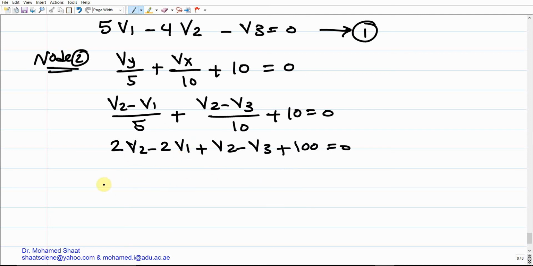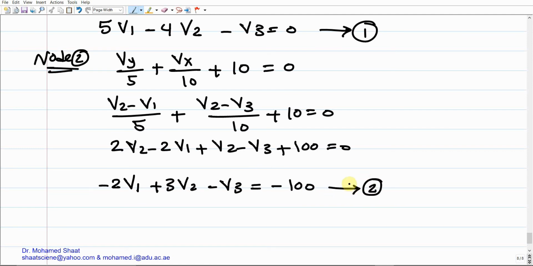So the first term, which is V1, is going to be negative 2V1. Then if you sum the V2, we're going to have plus 3V2, these two terms, negative V3 equals negative 100 if you just decided to move this one to the other side. Make sense? And this is going to give us the second equation.